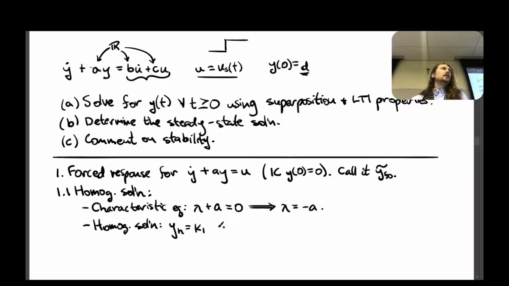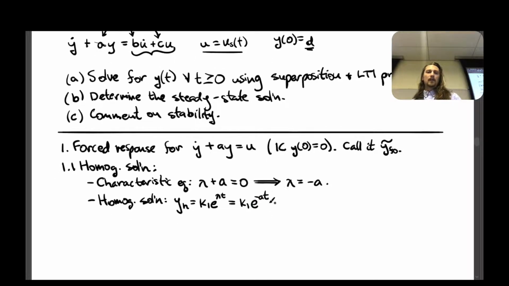k1. We're going to introduce a few constants in this problem. We'll call them all k with a subscript. So k1 e to the lambda t, as it always is for a first order differential equation. We don't know what k1 is yet, but we have e to the negative a t for the lambda solution. We've got that.